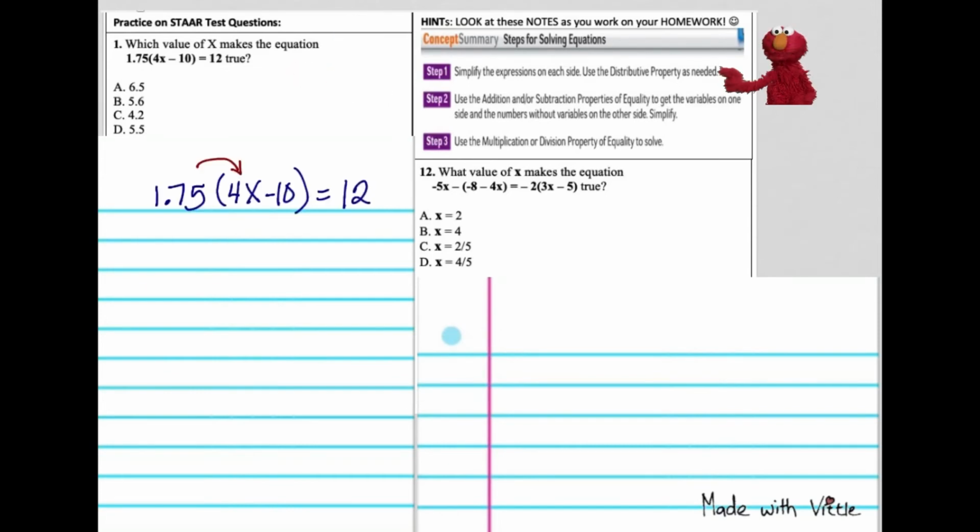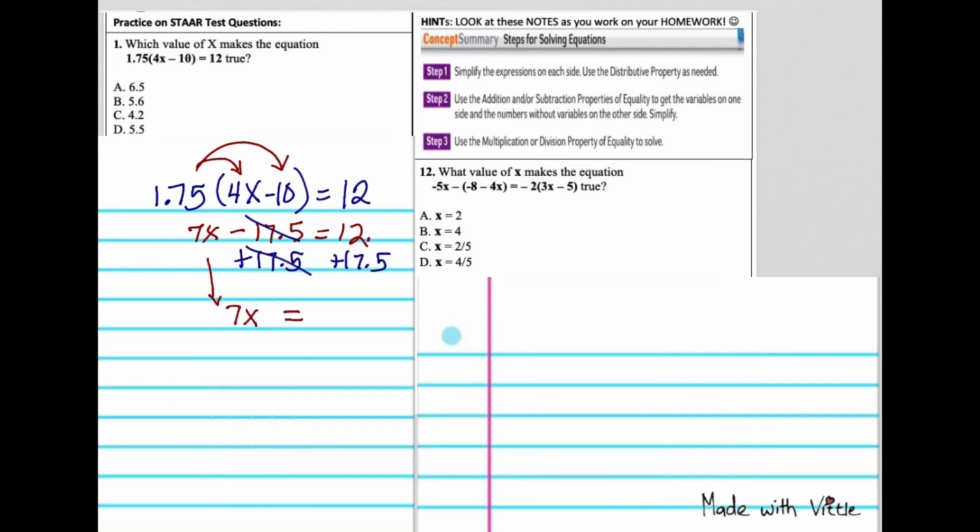Do the distributive property: 1.75 times 4x is 7x. 1.75 times 10 is negative 17.5. Eliminate minus 17.5 by adding it on both sides. 12 plus $17.50, they're like money too. So that's going to be 29.5.